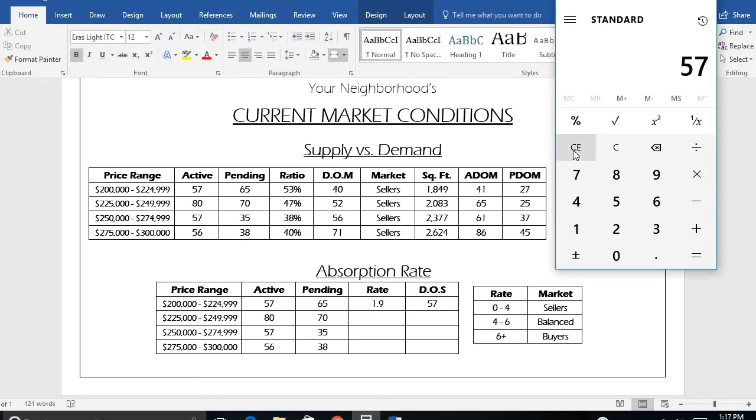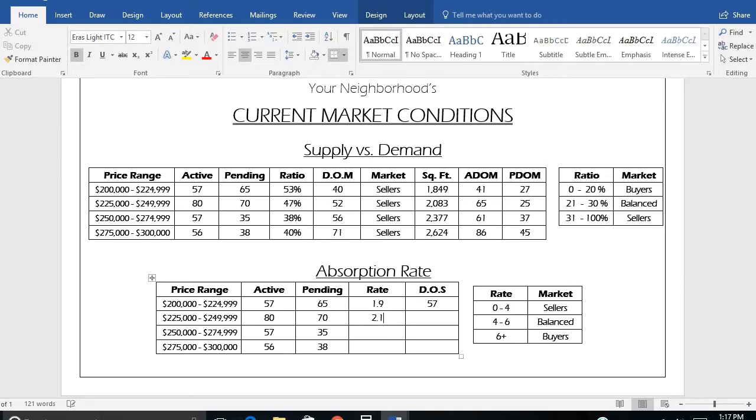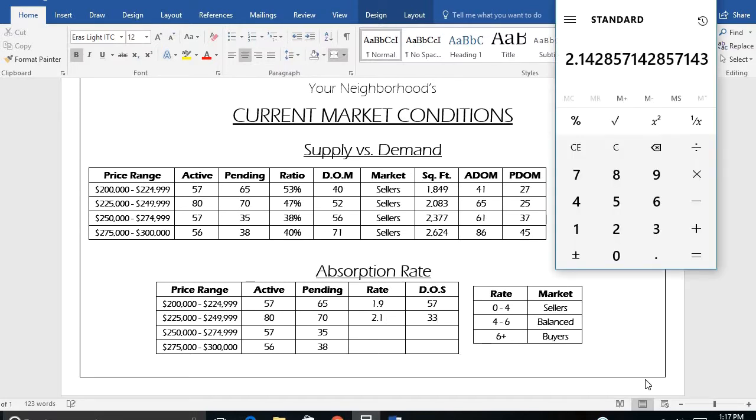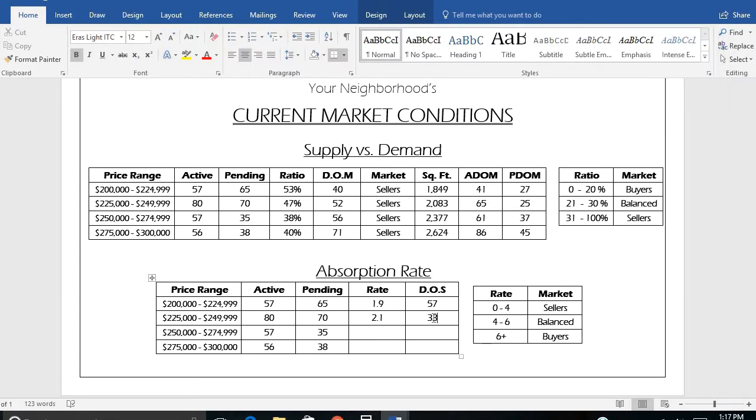Just moving on down. 150 divided by 70 is 2.14. We're going to round that to 2.1 times 30. That's 63. Yeah, it's time for lunch.